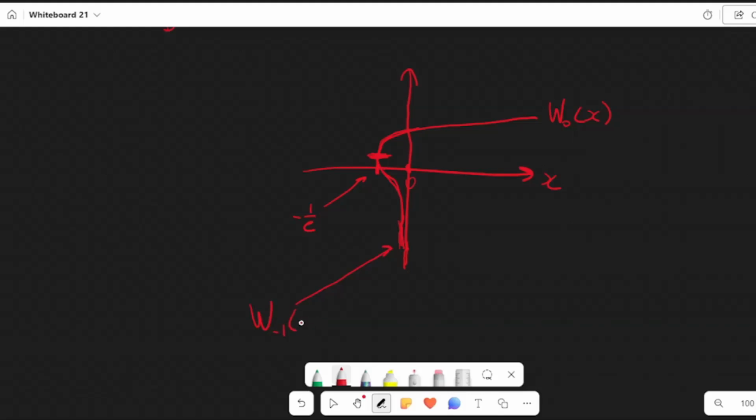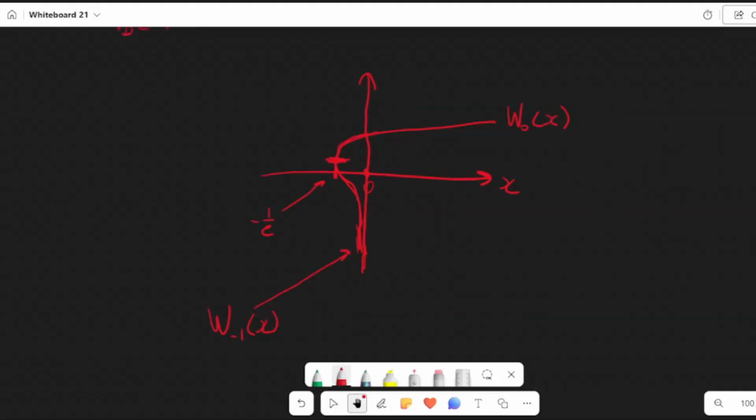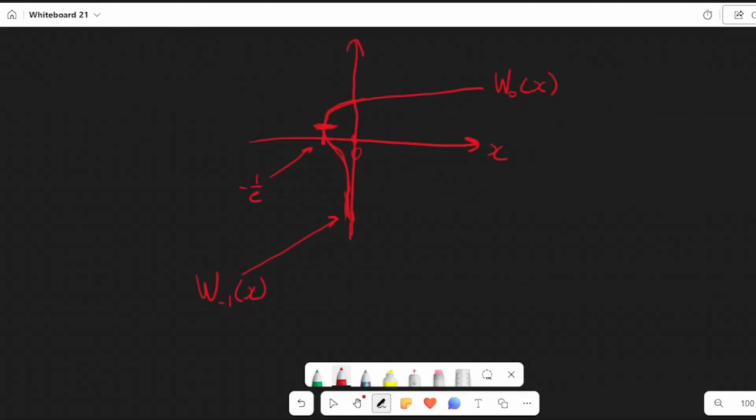So in the real numbers, we have two different branches for the Lambert W function, because we have an interval where there are two potentially different solutions. And for that reason, we divide it into different branches. And the thing is, there are actually an infinite number of them, because this function also extends to the complex numbers, but that's not something that I will be covering over here.